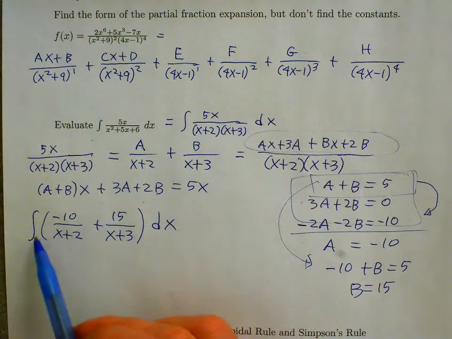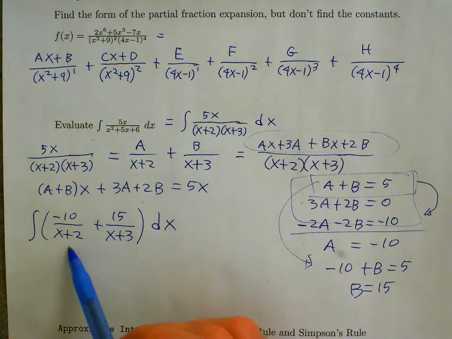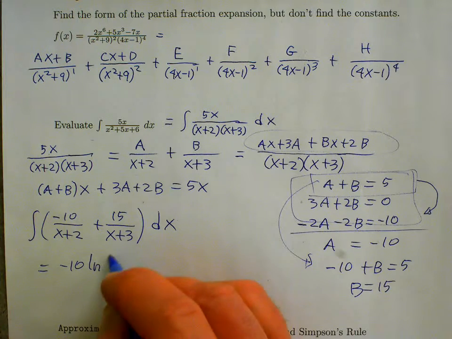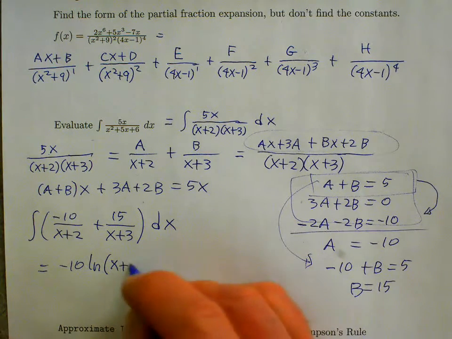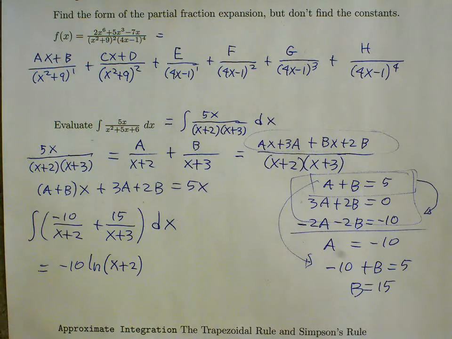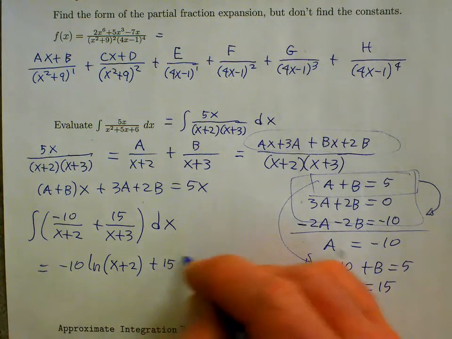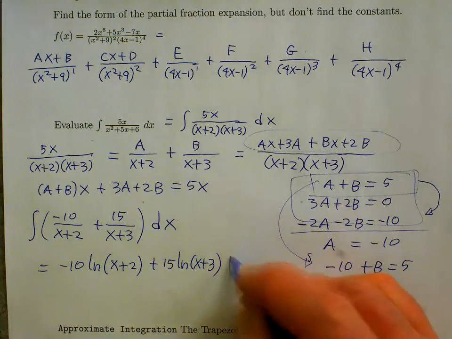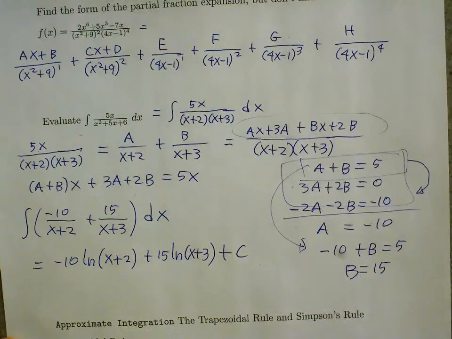Well, an antiderivative of -10 over x plus 2 is -10 times the natural log of x plus 2. And then an antiderivative of 15 over x plus 3 is 15 times the natural log of x plus 3. And then plus a constant.